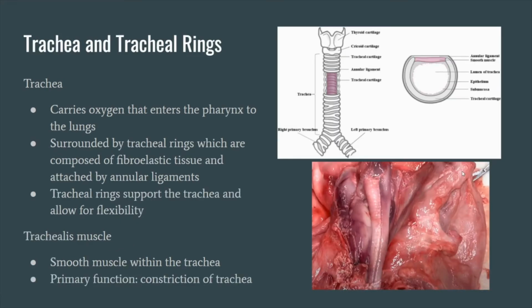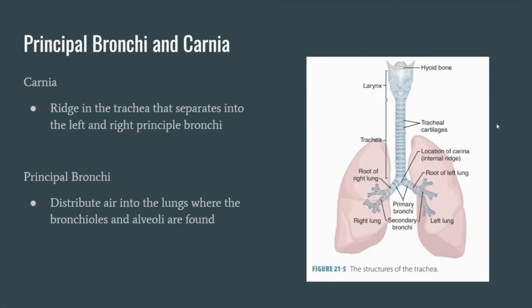The trachea carries oxygen that enters the pharynx into the lungs, and it's surrounded by tracheal rings, which are composed of fibroelastic tissue, and they're each attached by annular ligaments. The tracheal rings support the trachea and allow for more flexibility, and inside the trachea is the trachealis muscle, which is a smooth muscle, and its primary function is a constriction of trachea when exhaling. Then the trachea bifurcates into the left and right principal bronchi, and it's bifurcated by the carina. The principal bronchi brings air into the lungs.